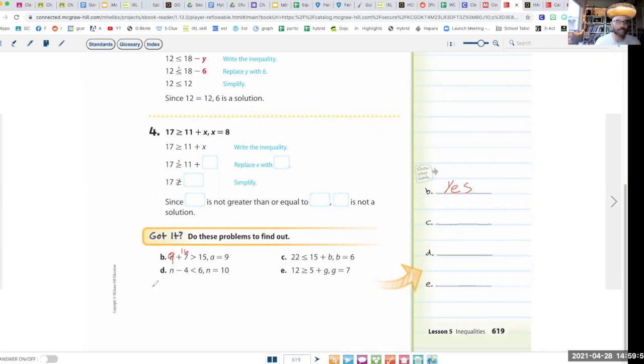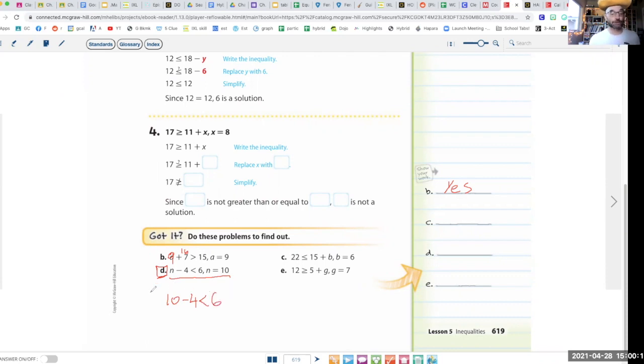let's try letter D, D for delicious. You guys do letter D all on your own. Ready, go. All right, so what you should have done here is, I'm going to rewrite this by replacing n with 10. So instead of n minus 4, I'll write 10 minus 4 less than 6.